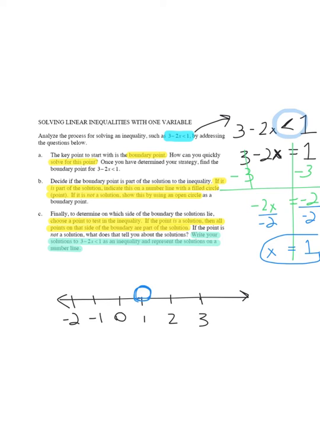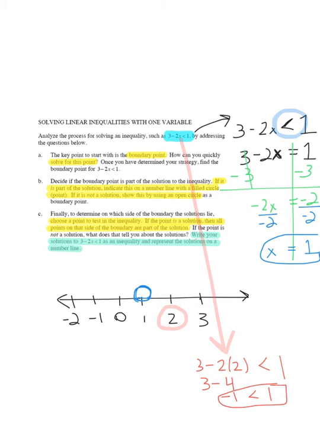So for example, let's try testing the point number 2. I could pick any point on here that's not the 1. If I go back to my original problem and I plug in that the x is going to be a 2, we'd have 3 minus 2, replace the x with 2, and we need to check, is that less than 1? 2 times 2 is 4, and 3 minus 4 is negative 1. So is negative 1 less than 1? Yes, that's true.